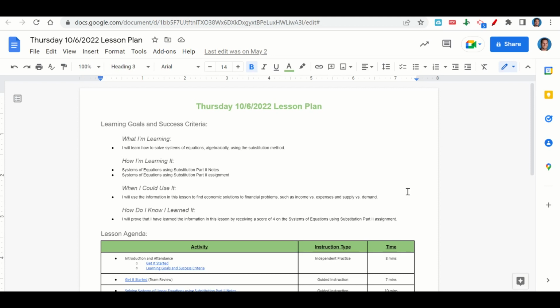When can we use this? To find economic solutions to financial problems such as income versus expenses and supply versus demand. How do we know we learned it? By getting a score of 4 on the systems of equations using Substitution Part II assignment.